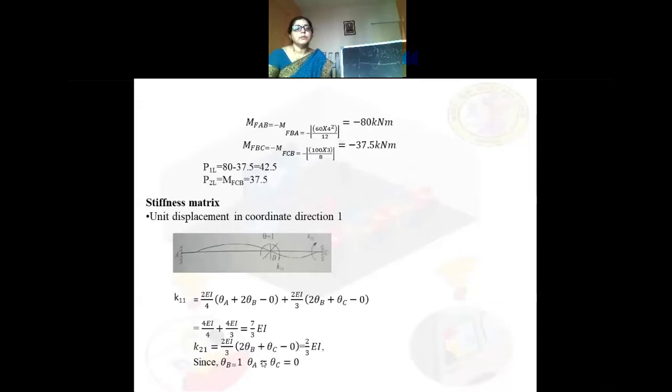So if you put theta C is equal to 0, and theta B is equal to 1, what are you going to get? 4 EI by 3, right? Sorry, I have made a mistake. It is not 2 EI. It is 2 theta C plus theta B because C is the near end, B is the far end. So 2 theta C plus theta B minus 0. You have to write this as theta B and this as 2 theta C. Theta C anyway is 0. So what is the answer you are going to get? You are going to get 2 by 3 EI.